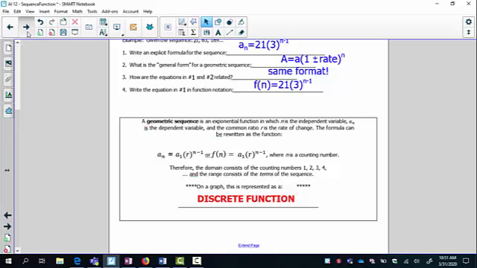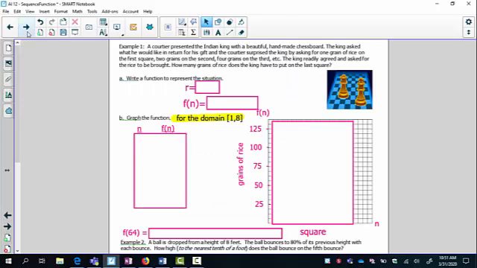The first example here is a very famous story about the number of grains of rice, and it kind of is similar to our penny problem that we did when we did exponential graphs. Courtier presents the Indian king with a beautiful handmade chessboard, and the king asked what he would like in return. The courtier surprised the king by asking for 1 grain of rice on the first square, 2 on the second, 4 on the third, etc. The king readily agreed and asked for the rice to be brought. How many grains of rice does the king have to put on the last square?